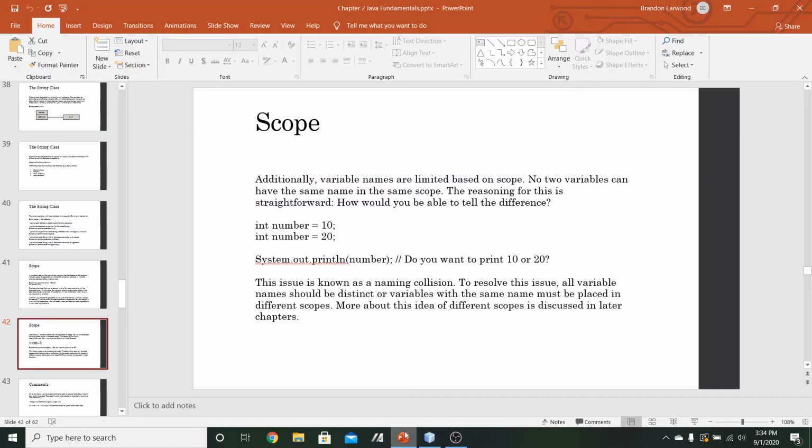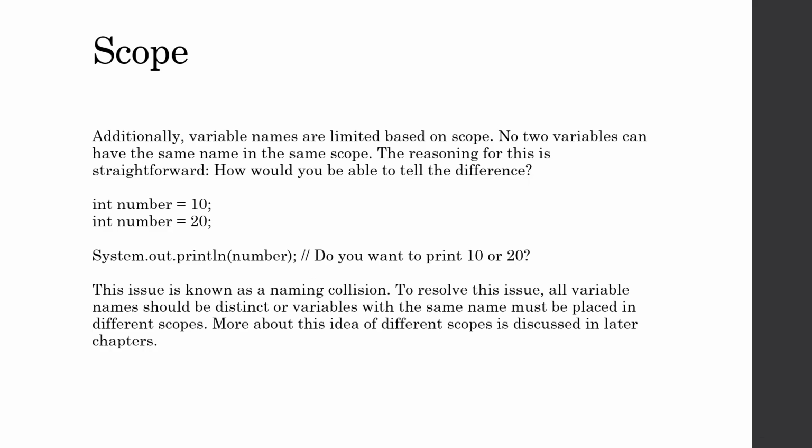And the name for this particular problem, this particular issue, this is known as a naming collision. So you say that these two names are colliding with one another, meaning that you don't necessarily know which one you intend to use. To resolve this issue, you need to make sure that either all of your variable names are distinct, so each one of them needs to be different from any of the others, or your variables that have the same name need to be placed into different scopes.